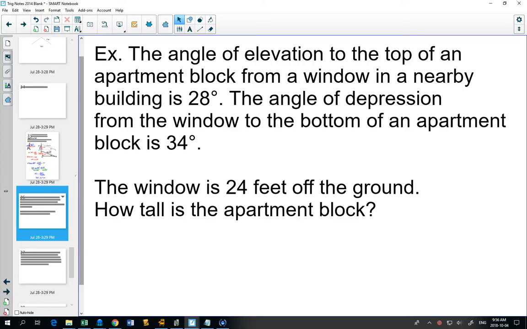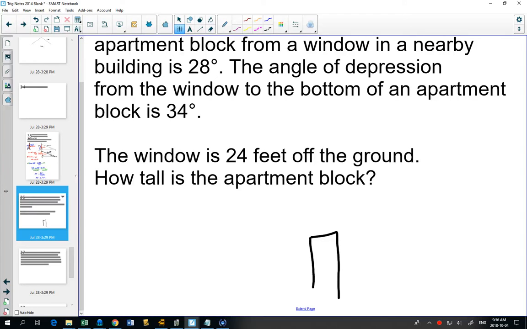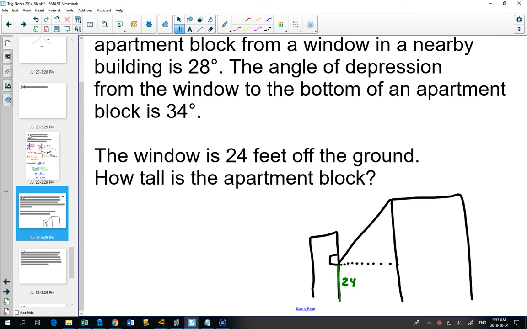We're looking from one building to another building. So here is our one building with a window, and that window is 24 feet off the ground. And we have another building, the apartment block must be bigger, over here. The angle of elevation, looking from that window, the angle of elevation to the top, so here's a horizontal line, angle of elevation would make this 28 degrees. Angle of depression means you're looking straight out and then looking down. So your angle of depression right there would be 34 degrees.